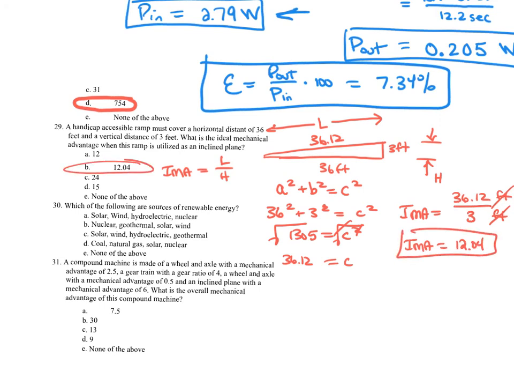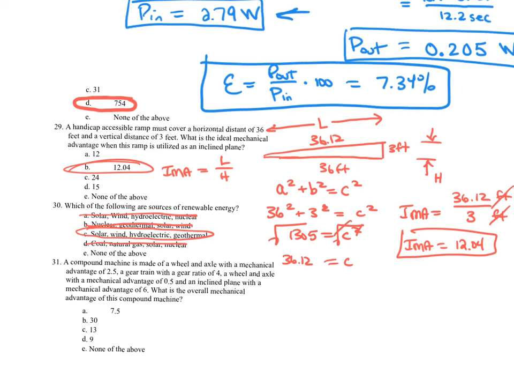So answer choice B. Which of the following are sources of renewable energy? Nuclear is not. Nuclear is not renewable. Coal is not renewable right off the bat there. That one's wrong. So answer choice C. Solar, wind, hydroelectric, and geothermal. All right, final question of the review.